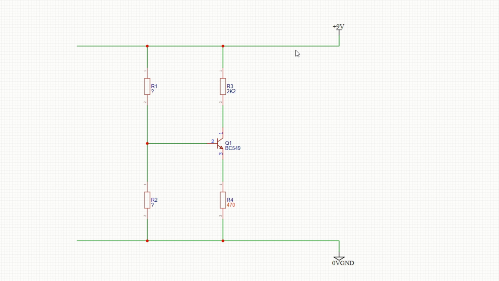Now I'm doing this with a 9 volt supply on this drawing, and the idea is I can then build the circuit on a breadboard afterwards and show the actual voltages to see how well they compare to the theoretical ones. And it should be fairly close. It's not going to be exactly the same, but it should be fairly close.